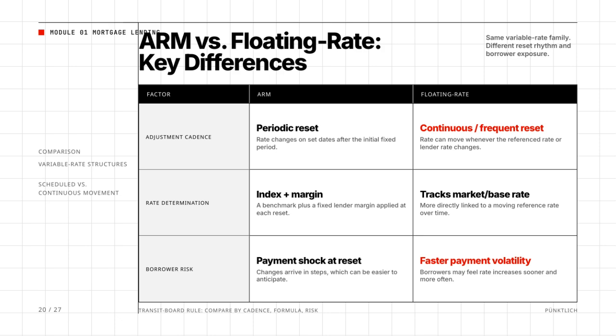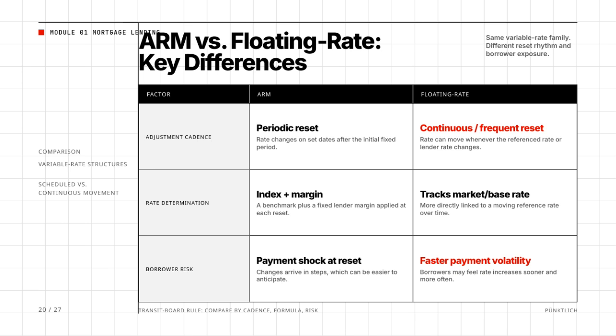Next, rate determination. For ARMs, the new rate is calculated using an index plus a fixed margin set by the lender at each reset. This process anchors the rate to a benchmark while maintaining a consistent margin. Floating rates, in contrast, track the market or base rates more directly, reflecting immediate changes in those underlying rates without waiting for a reset period.